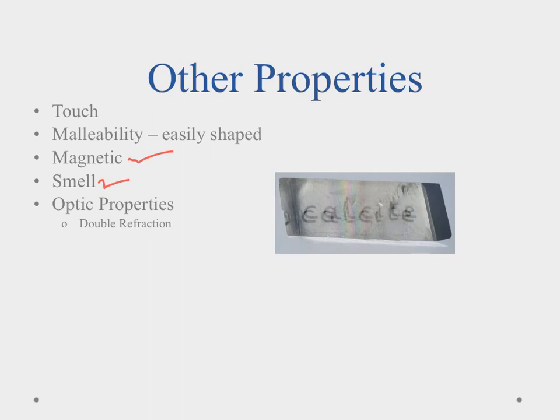Sulfur is a really good example of this one, where when you scratch it with your fingernail, it smells like rotten eggs. Some of them have a taste. Your halite, which is your salt, you'd be able to taste that, but I don't recommend going out and licking rocks. And then we have some optical properties. If we look at calcite over here, calcite exhibits double refraction. So you can see that if we take a piece of calcite and put it down on words, we're getting two images formed, and that's what that double refraction is.